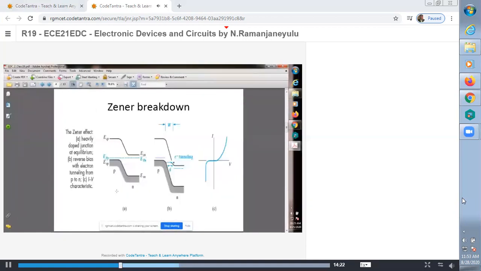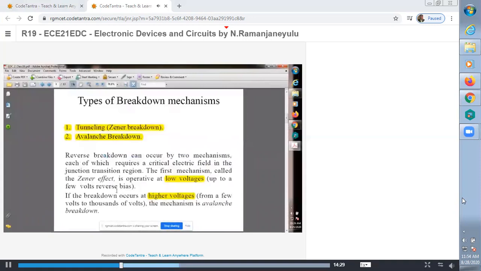Okay. Now here we discuss Zener breakdown one by one. Zener breakdown is also called tunneling. Here the name is actually the procedure, a tunneling procedure. The tunneling was first observed by Zener. Okay, Zener is a scientist's name.